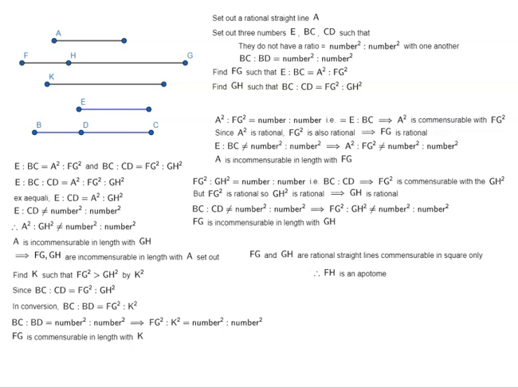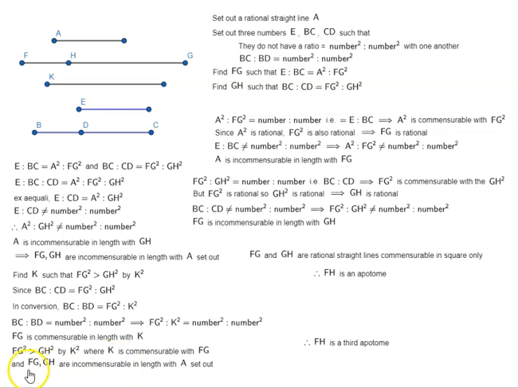So what have we shown till now? We have shown that FG square is greater than GH square by K square, where K is commensurable with FG. And FG and GH are incommensurable in length with A set out. And this, as per definition, is the third apotome. That is FG minus GH. That is FH is a third apotome. So we have found the required third apotome.